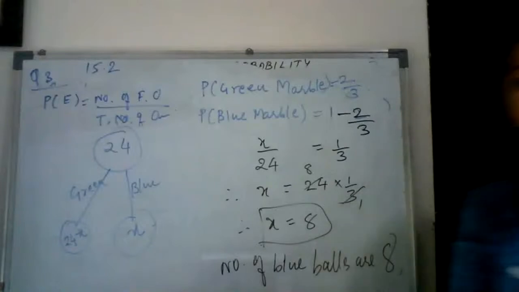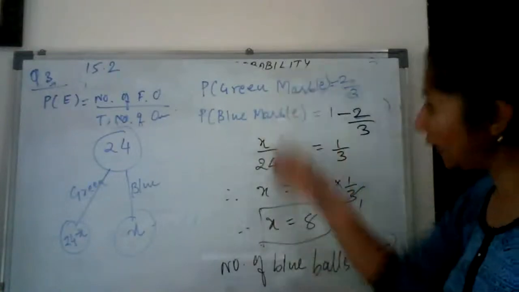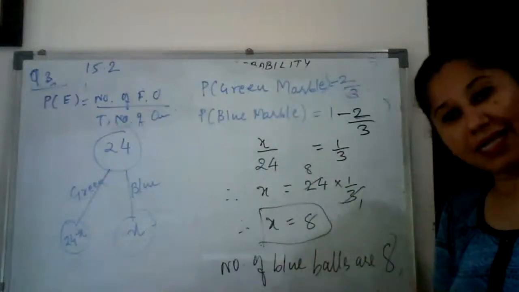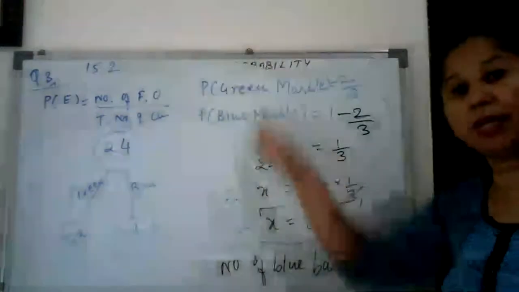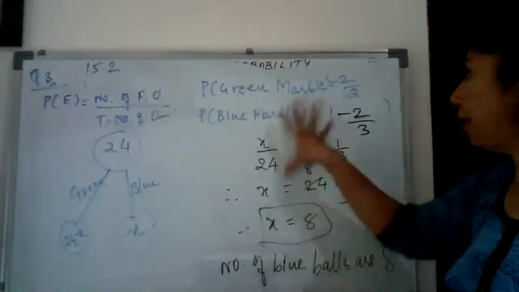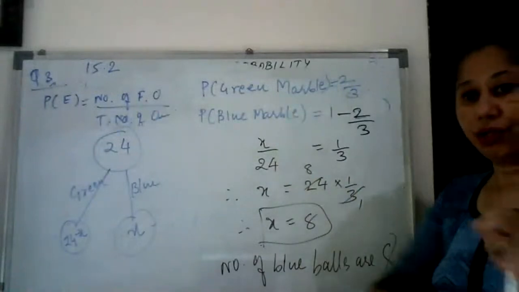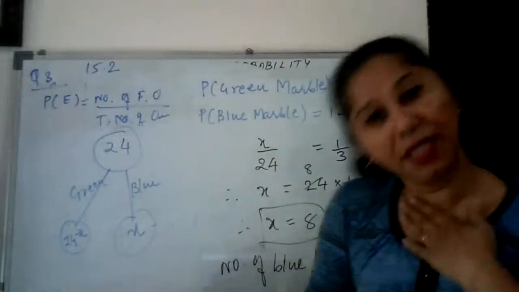आई होप यू गॉट दिस. थोड़ा सा डिफरेंट है बट क्वाइट इजी. आप इसको 2/3 लेके भी कर सकते हो, तो उसमें भी आपका x आ जाएगा. ग्रीन बॉल्स से शुरू करके भी आप कर सकते हो. आई होप दिस इज क्लियर टू एवरीवन. यस, ये पार्ट आपको समझ में आया. I hope this is very clear to all of you. So this is all about probability from my side.